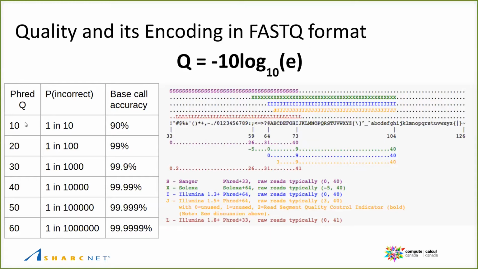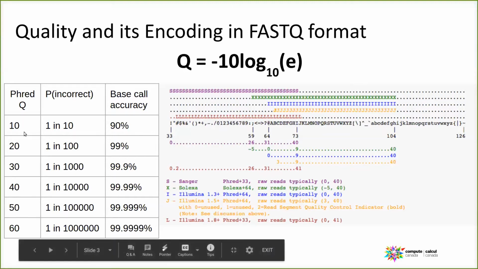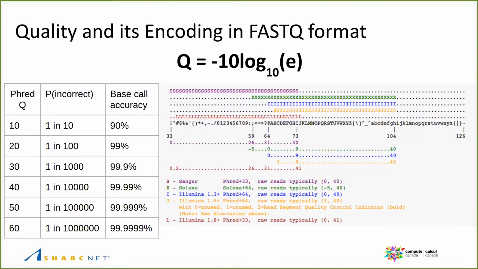So when you have a Phred score, that's how the quality is called, the Phred score. If it's 10, you have 1 in 10 chances of being incorrect, and so on and so forth as you go up in the quality score. So a quality score of 60, you have a 99.99999% chance that the base call is actually accurate.